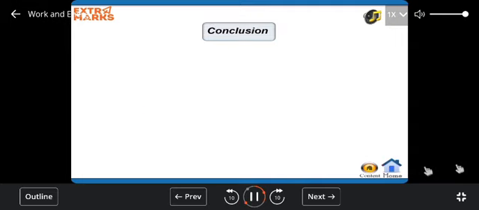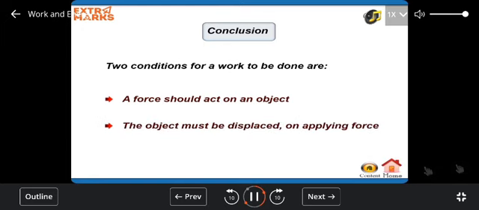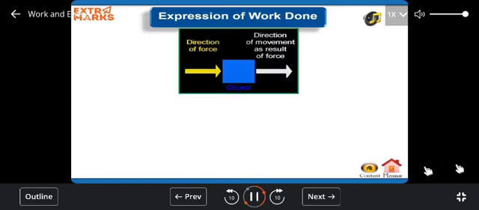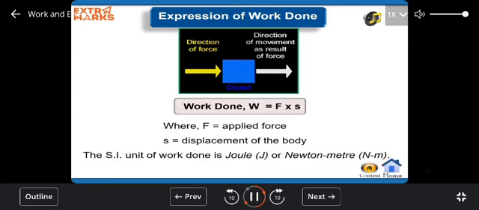A closer look at the previous discussions reveals that the two conditions that need to be satisfied for work to be done are: a force should act on an object, and the object must be displaced. Mathematically, work done on an object is defined as the product of applied force and displacement of the body in the direction of force. The SI unit of work is joule or Newton meter.